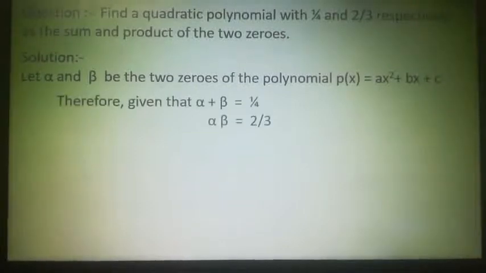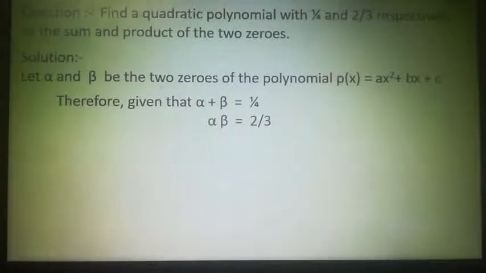So go for that. One is alpha plus beta. The sum of the zeros is given by negative b by a. But we don't know the values of a and b. So it is given that the sum of the two zeros is 1 by 4. That is given in the question. This 1 by 4 was the sum of the two zeros. So alpha plus beta is equal to 1 by 4. And the product of the zeros was given to be 2 by 3. So alpha into beta is equal to 2 by 3. So we have two equations. Alpha plus beta is equal to 1 by 4 and alpha beta is equal to 2 by 3.